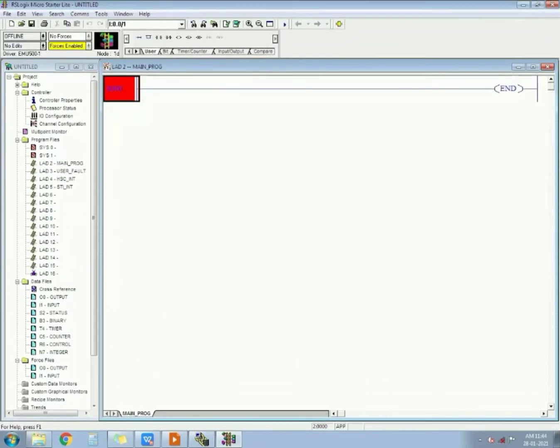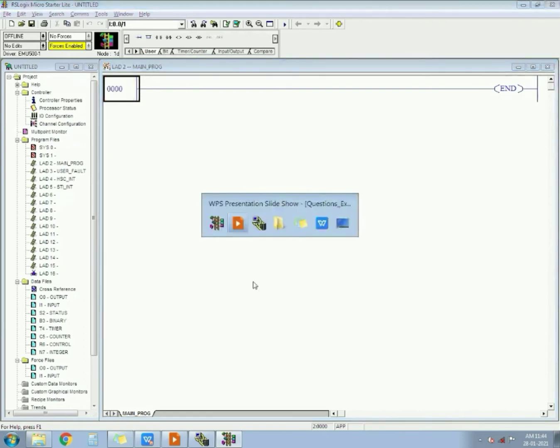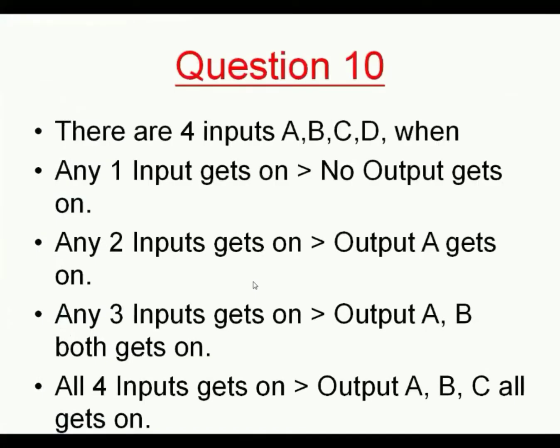Hello viewers, welcome again to our next session of PLC practice. In the last session I have covered up to 9 questions. In this session I will start with question number 10. Without wasting our time, let's go to question number 10. So this is question number 10.